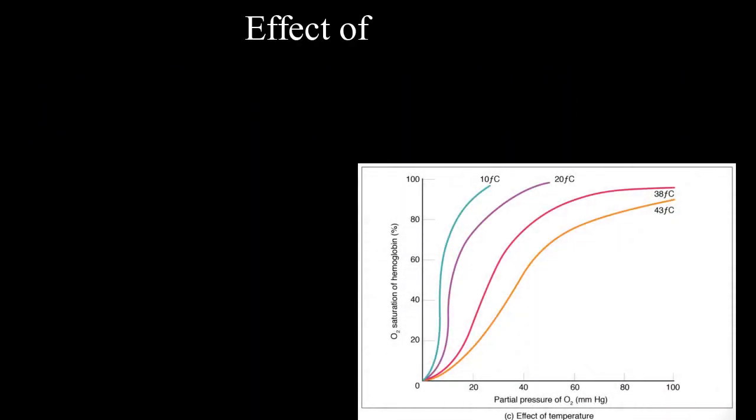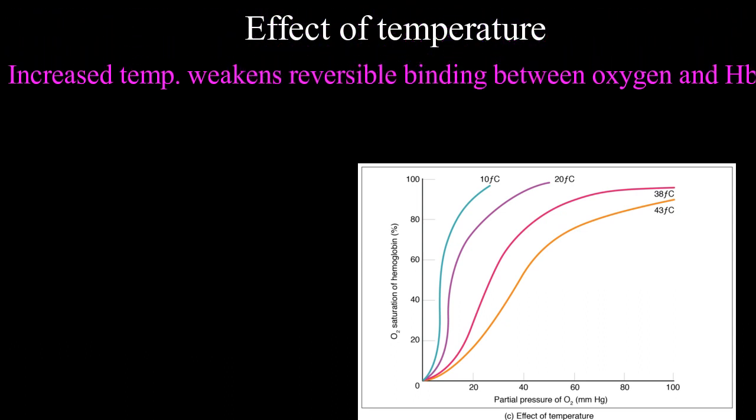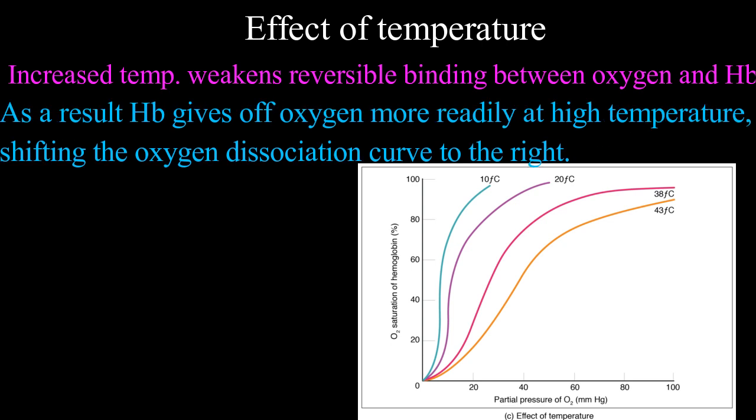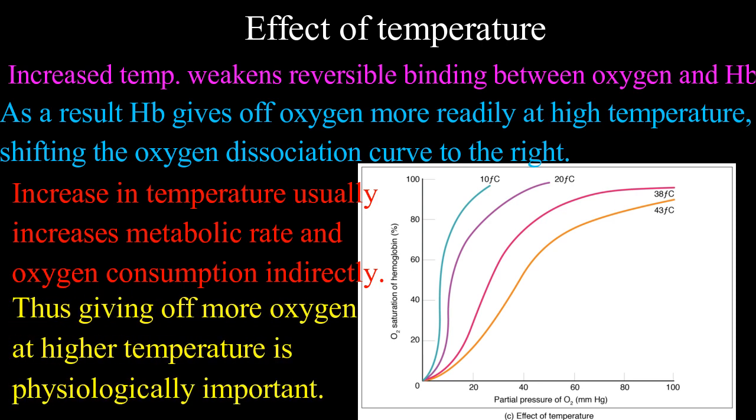First, effect of temperature. Increased temperature weakens the reversible binding between oxygen and hemoglobin. As a result, hemoglobin gives off oxygen more readily at higher temperature, resulting in shifting of the dissociation curve to the right. Increase in temperature usually increases metabolic rate and oxygen consumption. Thus, giving off more oxygen at higher temperature is physiologically important.